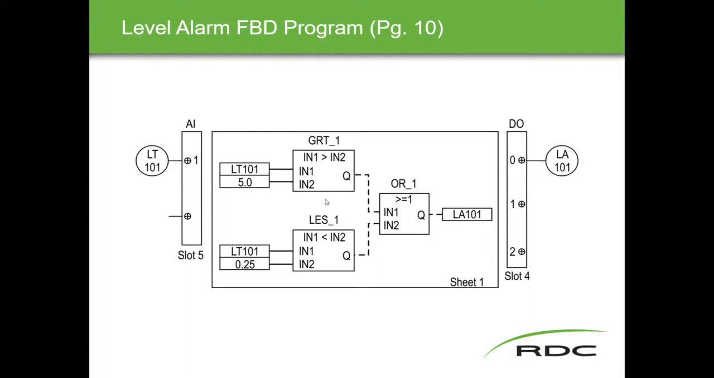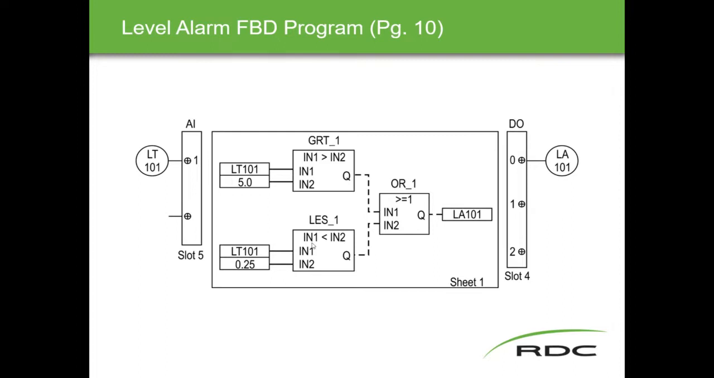Okay, so here's a function block diagram of the level. This is directly the same representation of that sump example that we looked at in ladder diagram. And what's it saying? It's saying that level alarm 101 will go off if input one, or sorry, greater than one or less than one is true. Well, what makes greater than one true? If LT101 is greater than 5, I think it was meters from the previous example, then Q is going to be true, and we'll get a one over here, which will turn on the level alarm for a high level.